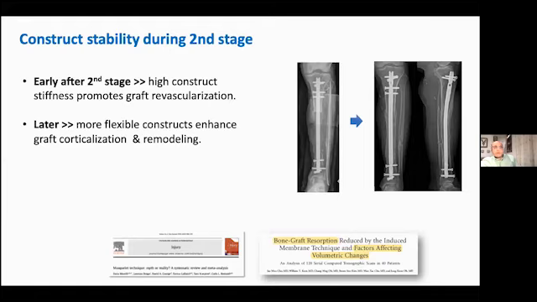What do you think, Dr. Ahmed? I agree. Using X-fix like the Exothermic vein allows us to gradually dynamize as we go further in the management, removing pin by pin every once in a while to allow more dynamization and more loading on the graft after it is taken to allow remodeling and corticalization. Okay, Christina, how can we dynamize in the presence of a plate?